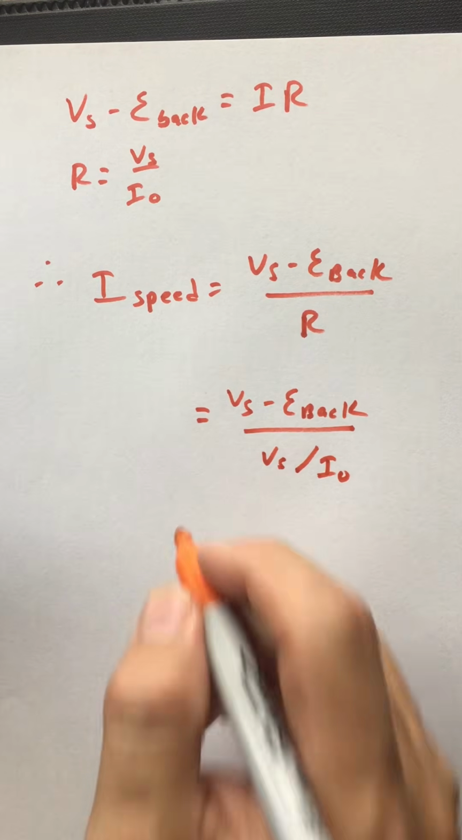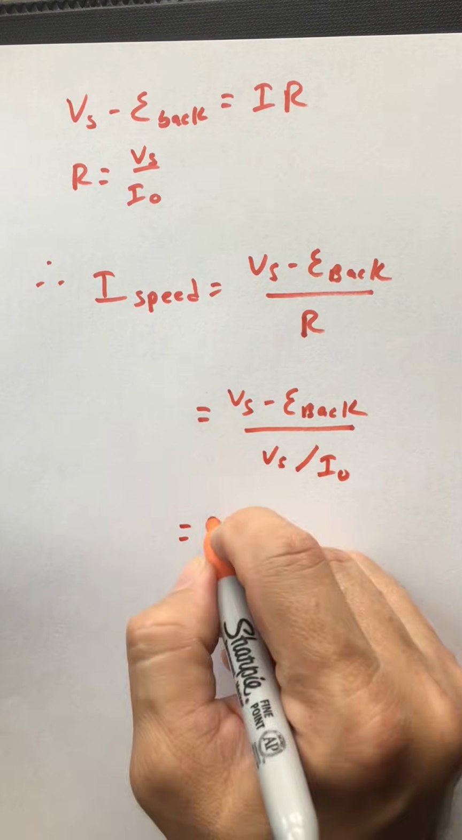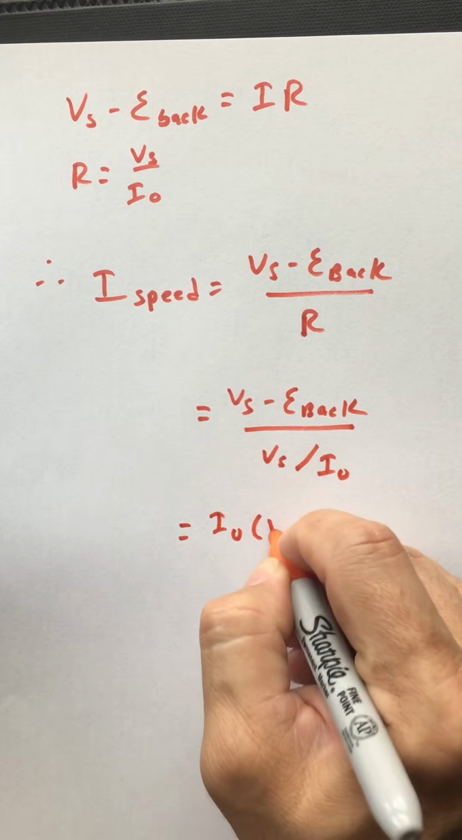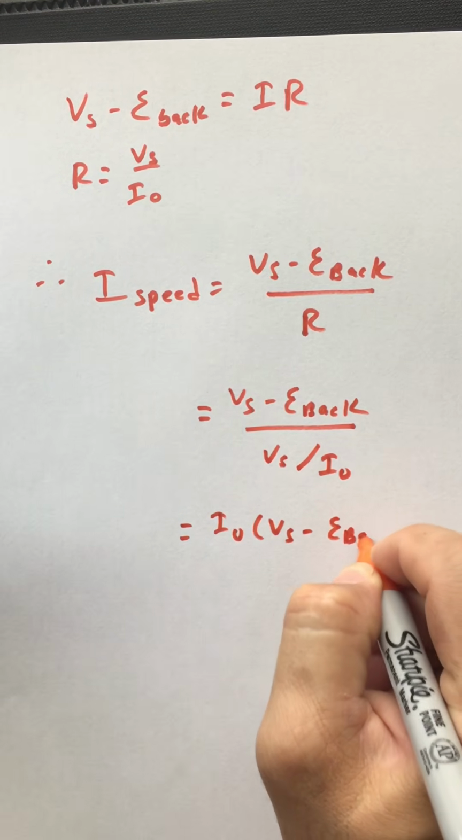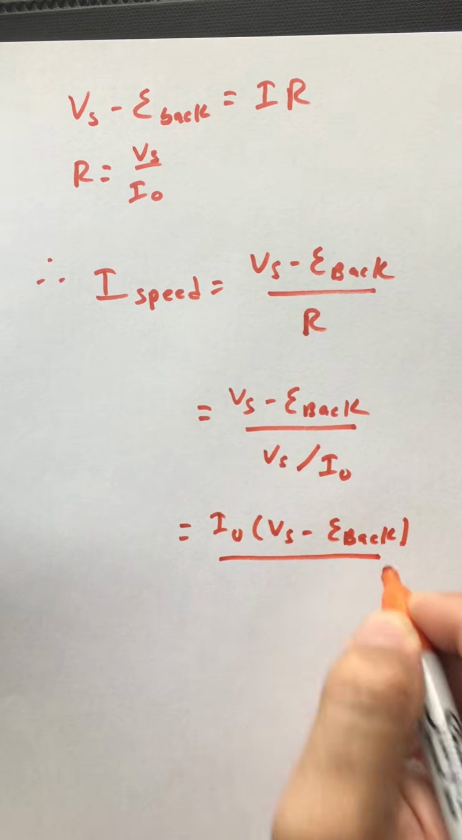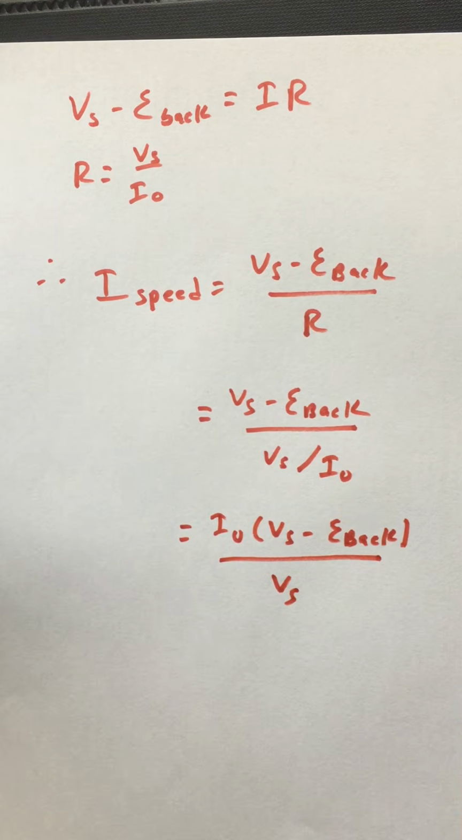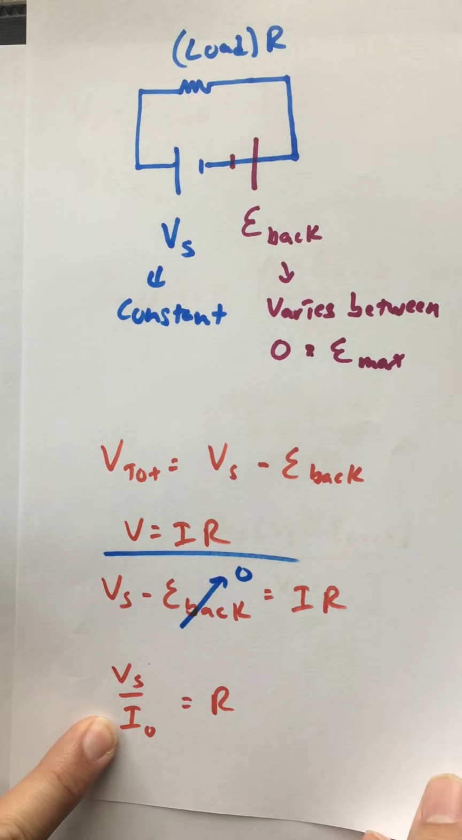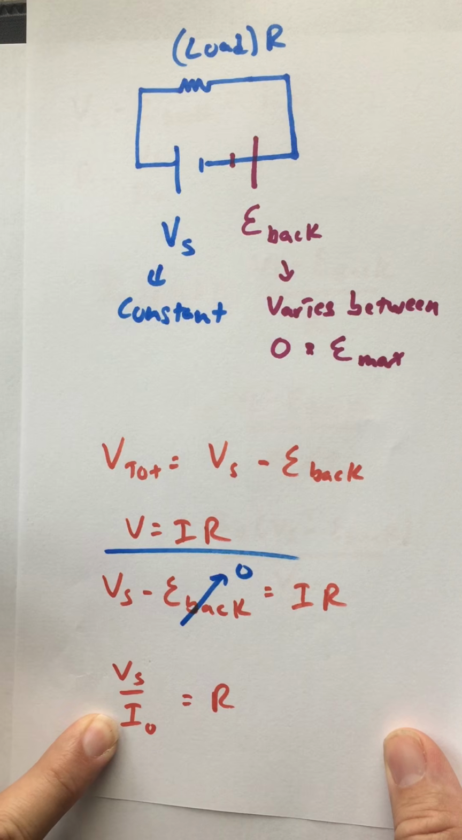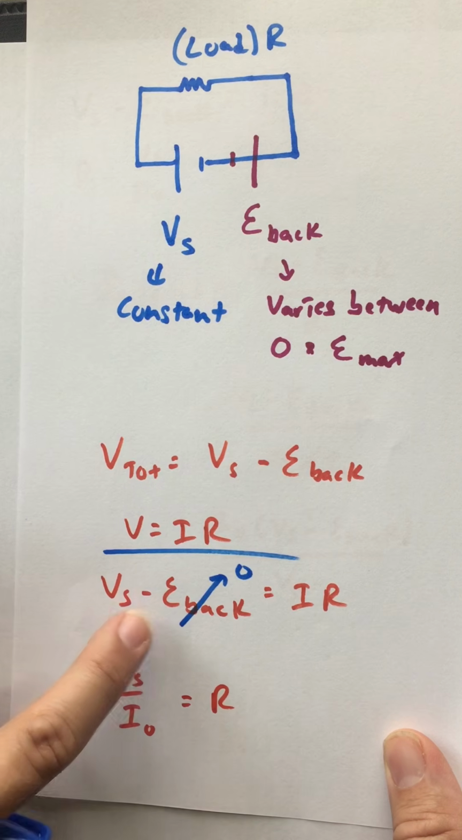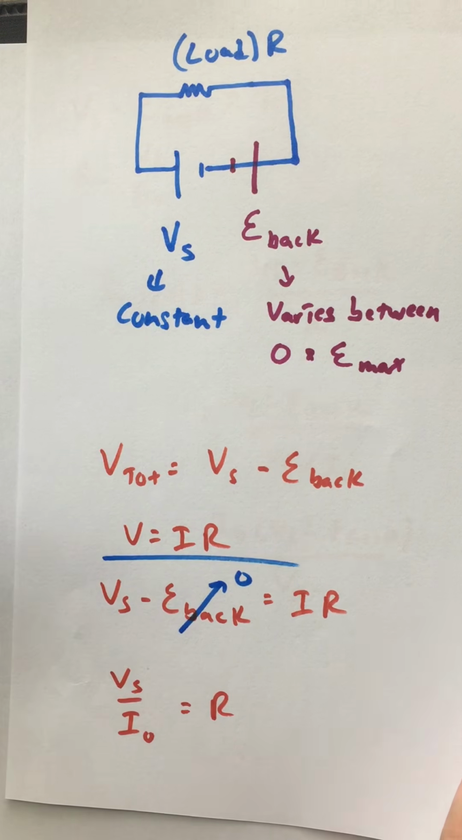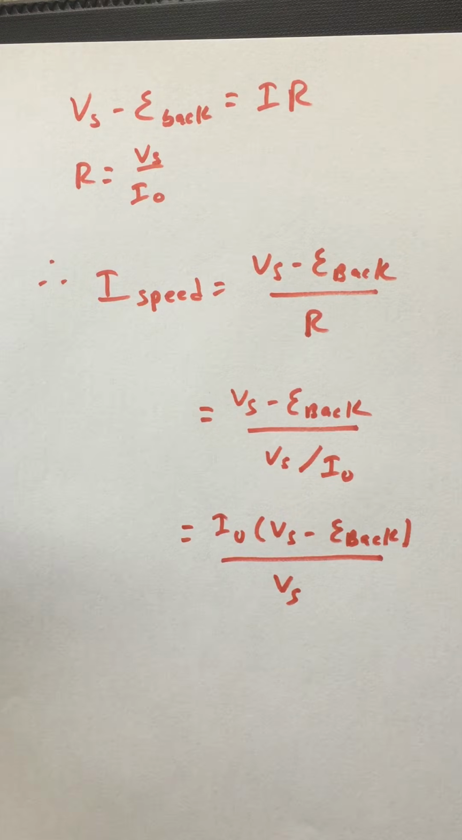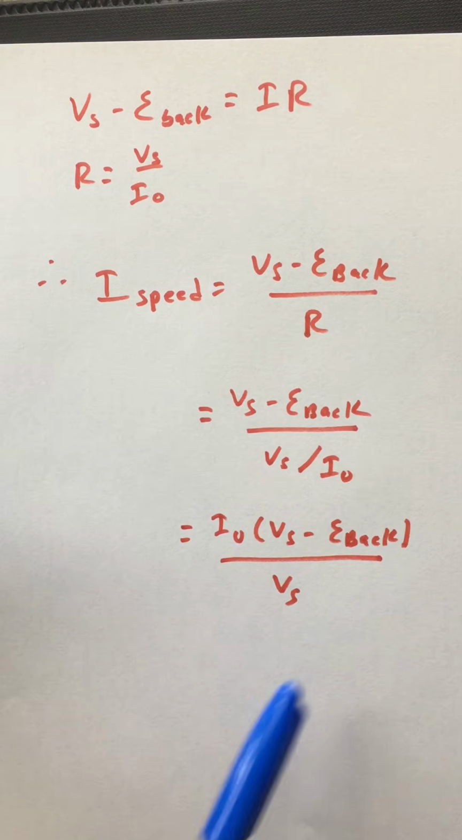I'm happy if you leave it like this. You can also, of course, write it like this: I naught times Vs minus E back, over Vs. Either one of those works for me. So that's one way a problem could proceed. It might ask you at first to determine, given the initial current, what the resistance of the circuit is, which you can do by knowing that E back is 0. Then once you find that, it might ask you to determine the current at speed if they give you what the back EMF is.